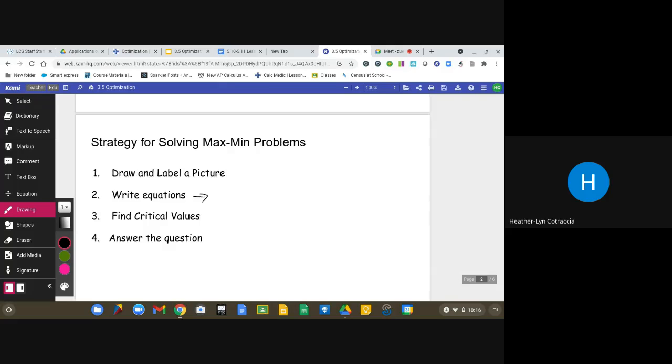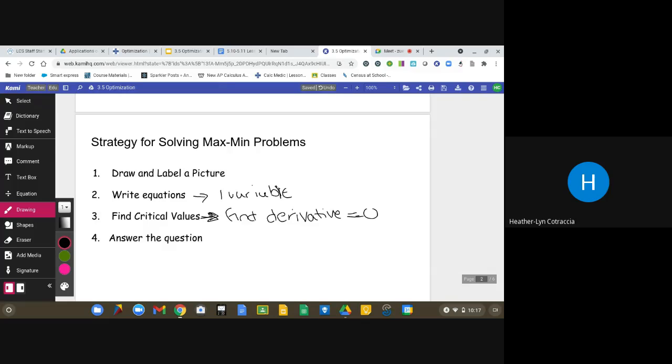So with this one right here, you need to make sure in the end you have whatever equation you're optimizing, whatever you're maximizing or minimizing, in terms of one variable. Then find critical values. We've been talking about critical values for this entire unit. When you're finding the critical values, you're going to find your derivative, and then you're going to set that equal to 0 and solve from there. And then just make sure you answer the question in the end.